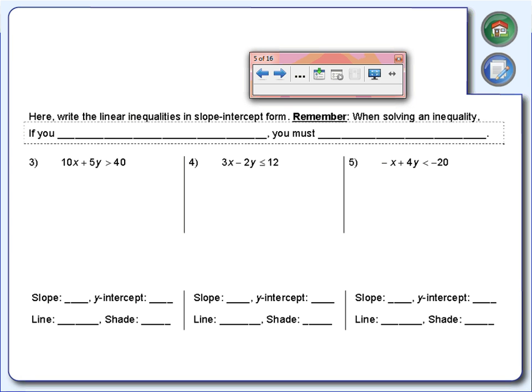Actually, it's if you multiply or divide. Either one of those. If you multiply or divide by a negative, you must flip the inequality. In other words, if it's greater than, you got to flip it over to make it a less than. But that's only if you multiply or divide by a negative number.